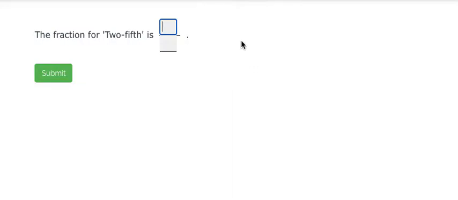If there is something which we divide into 5 equal parts, we are taking only 2 parts out of them. The upper thing is called the numerator, the lower thing is called the denominator. Denominator means the total number of parts, and numerator means the total number of parts we are taking. So here's the numerator and here's the denominator.